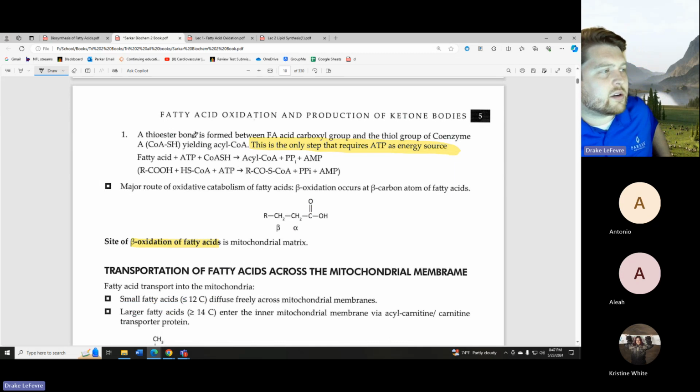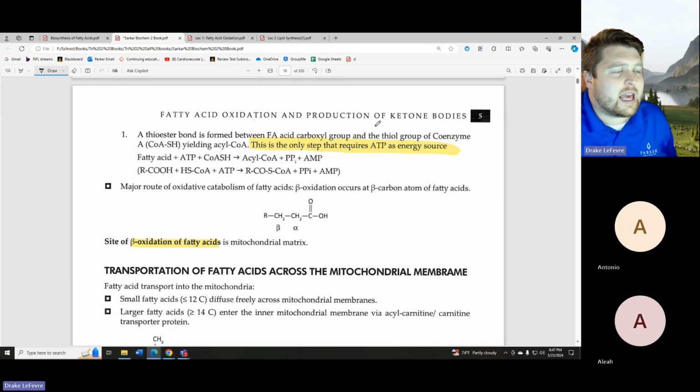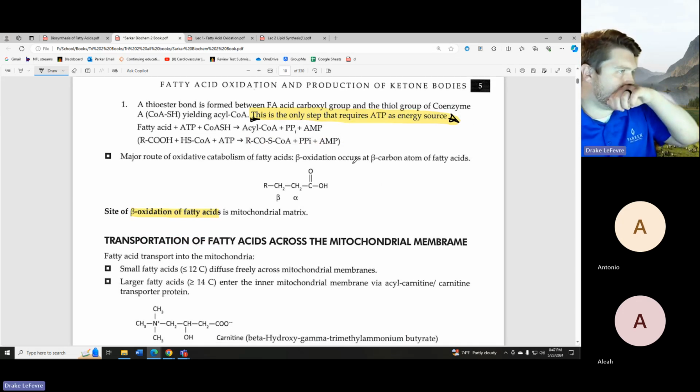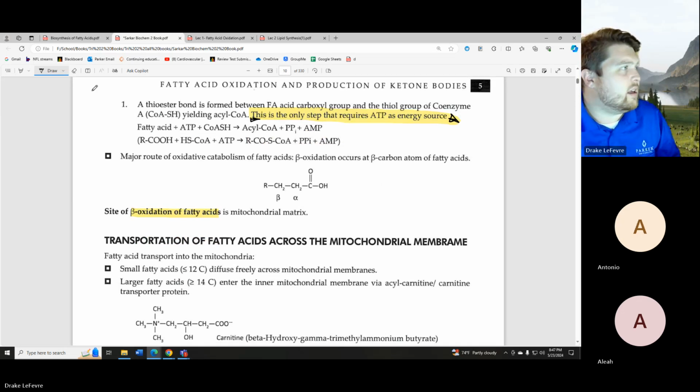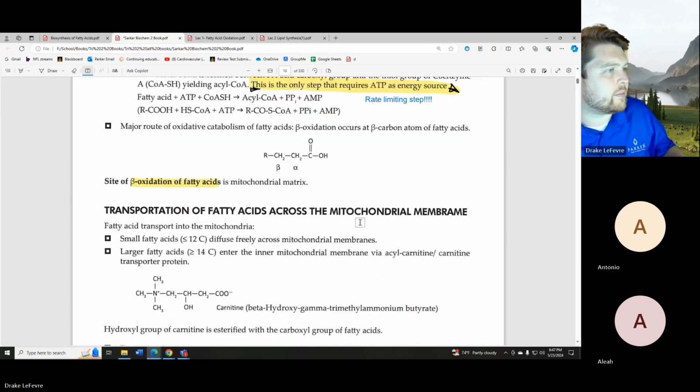So the thioester bond is formed between a fatty acid carboxyl group and the thiol group of coenzyme A, creating that fatty acyl-CoA. This is the only step that requires ATP as an energy source. Again, that's going to be a test question. Because anything that requires ATP is going to be a rate limiting step, which means he likes to ask questions about it.